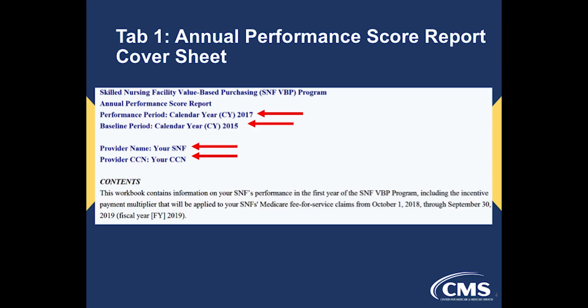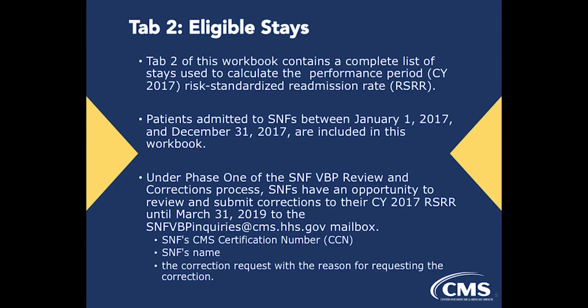Now let's move on to Tab 2. Tab 2 of the Annual Performance Score Report provides a complete list of eligible stays used to calculate the SNF's Risk Standardized Readmission Rate, or RSRR, which is the SNF's rate of unplanned readmissions during the calendar year 2017 performance period. As a reminder, SNFs have an opportunity to submit Phase 1 review and corrections requests by March 31, 2019, to the information that will be made public, which will be the calendar year 2017 RSRR.